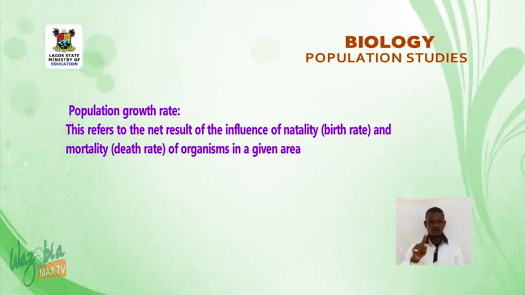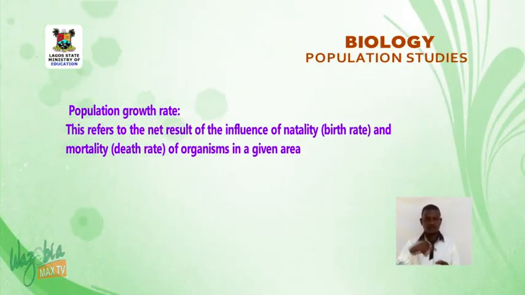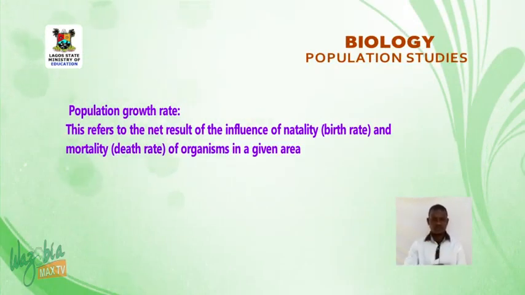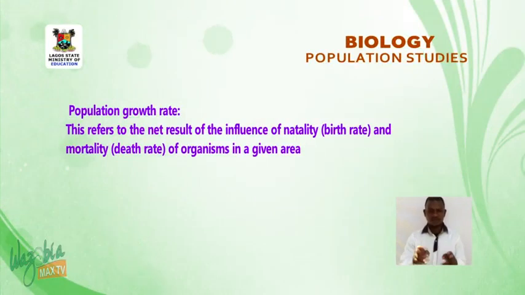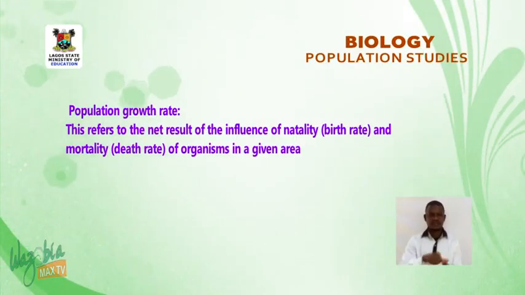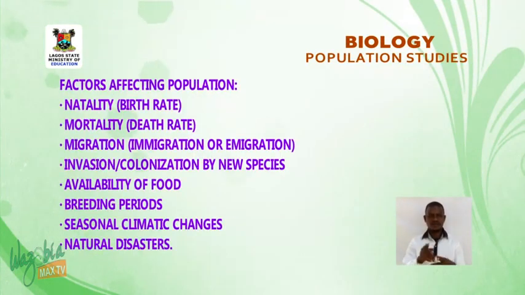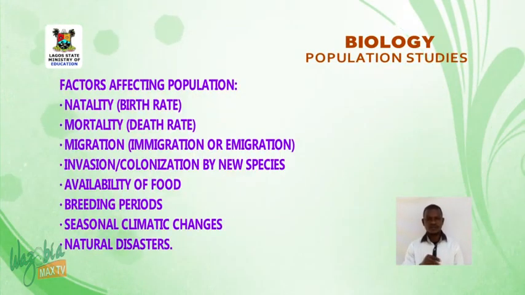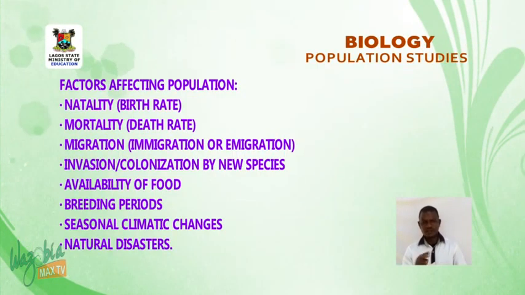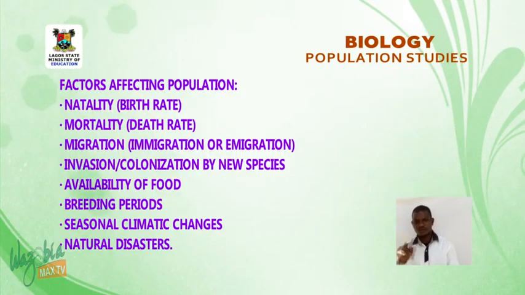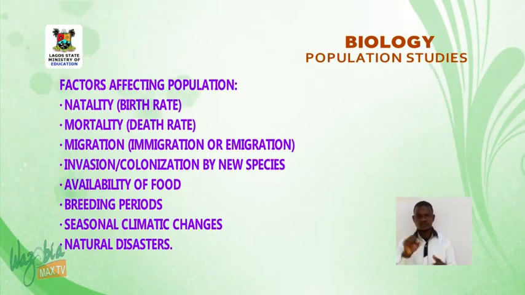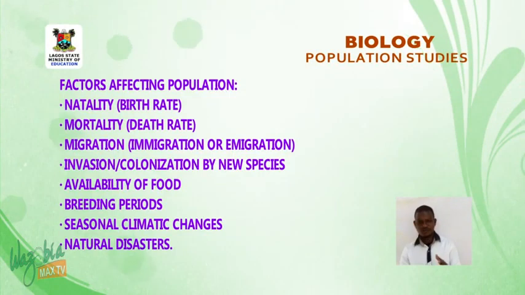Population growth rate. This refers to the net result of the influence of natality, birth rate, and mortality, death rate of organisms in a given area. Factors affecting population: natality, birth rate, mortality, death rate, migration, which could be immigration or emigration, invasion or colonization by new species, availability of food, breeding periods, seasonal climatic changes, natural disasters.